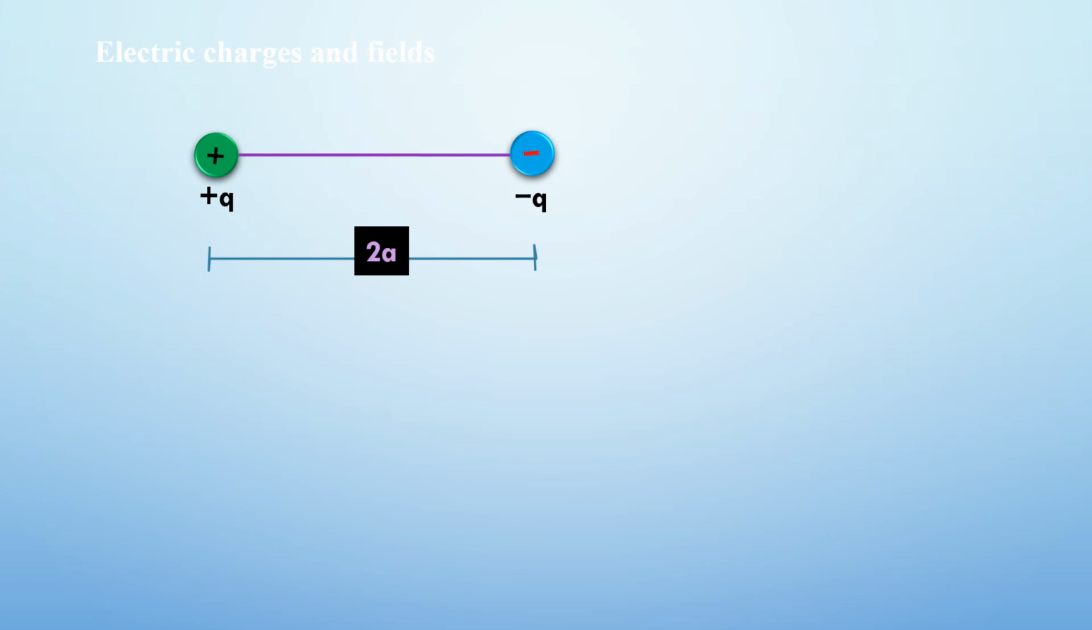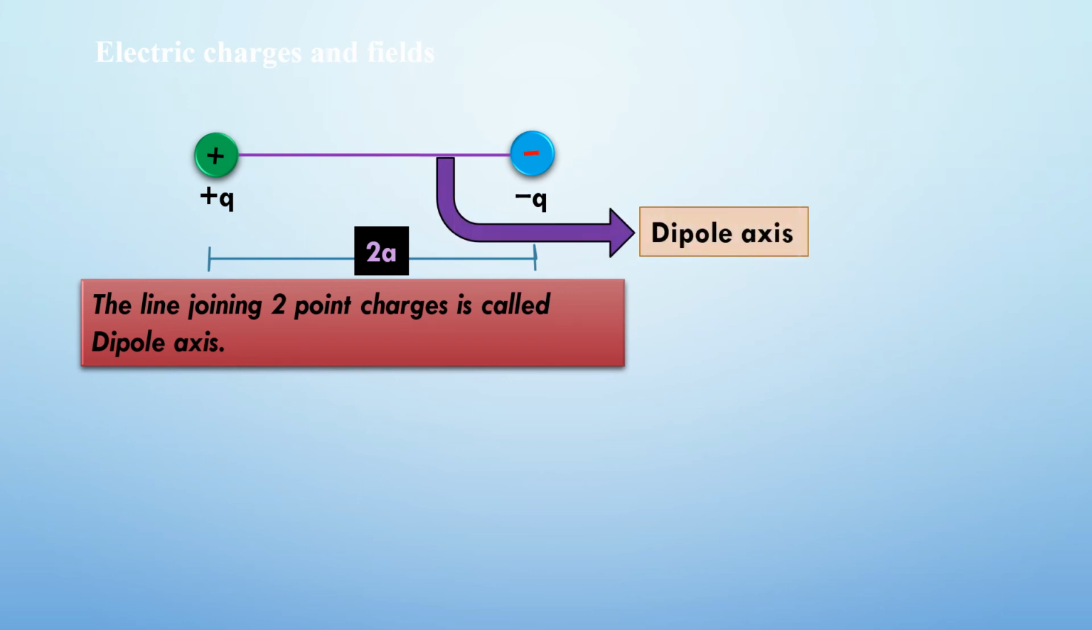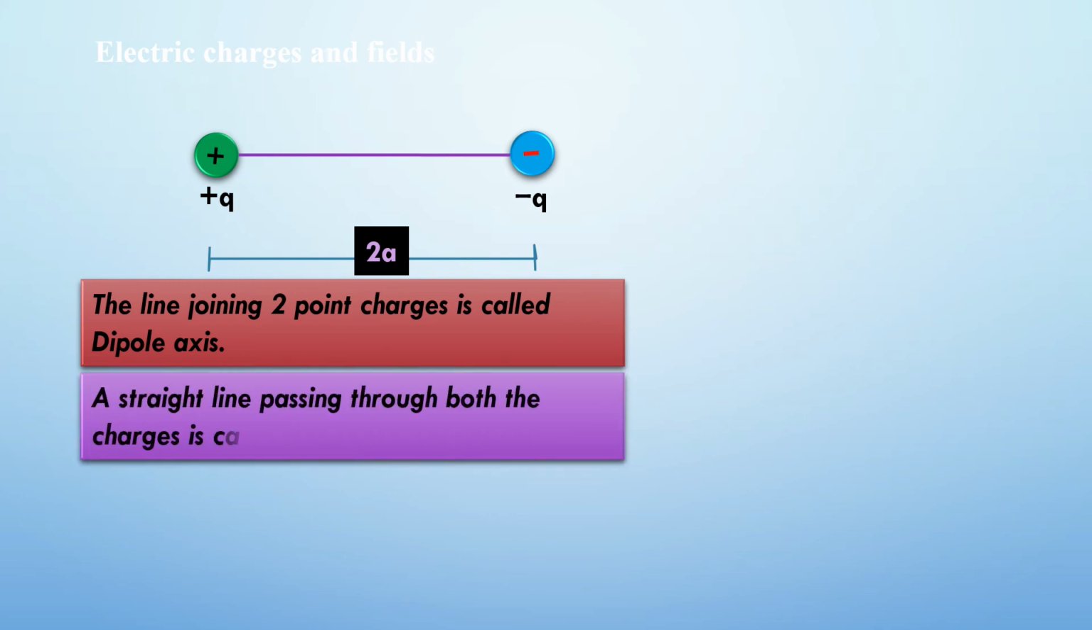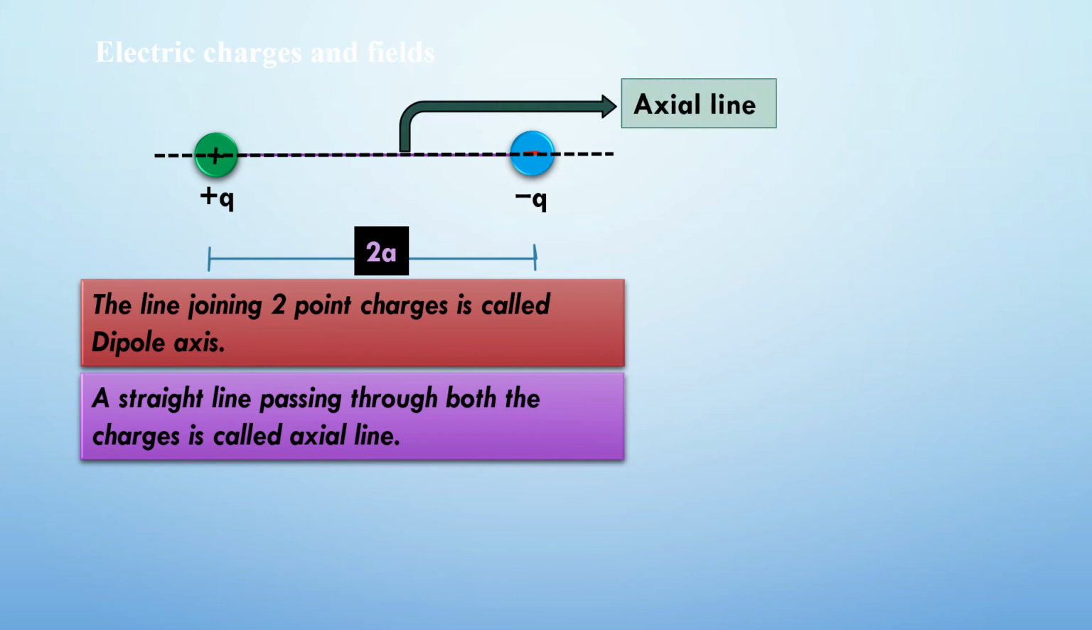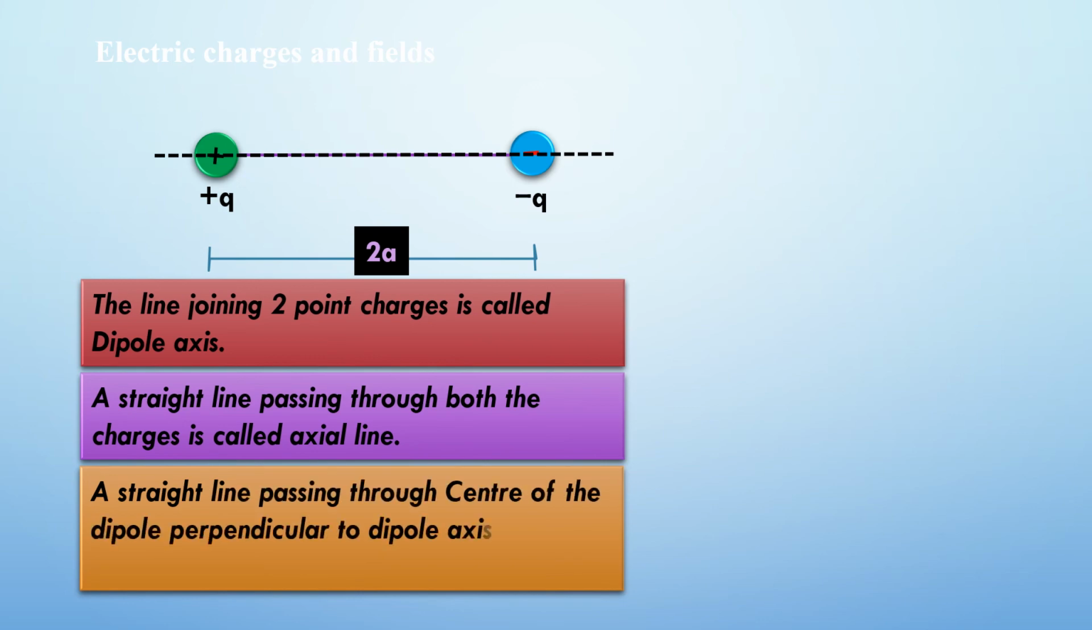If I consider an electric dipole, the line joining the 2 point charges is known as the dipole axis. So if you consider an imaginary line passing through both the charges, it would be known as your dipole axis. A straight line passing through both charges is called the axial line. So this dotted line as shown represents the axial line. And a straight line passing through the center of the dipole perpendicular to the dipole axis will be known as the equatorial line. So I have the equatorial line which is passing through the center of the dipole.